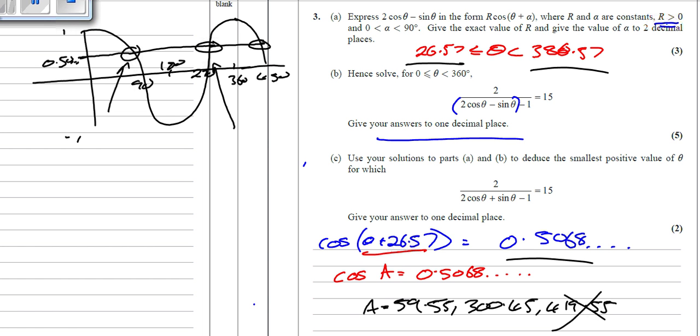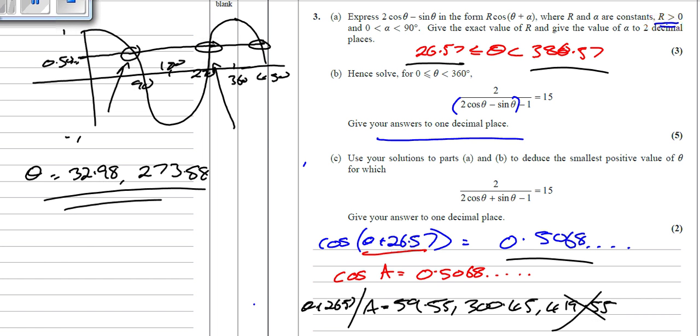And we've got to put it back in terms of theta. So what we do is we replace the A with theta plus 26.57. So to find out what our values of theta are, we've got to take away 26.57. So 59.55 minus 26.57 leaves us with 32.98. And you've got 300.45 minus 26.57, leaving us with 273.88. And those are your solutions.